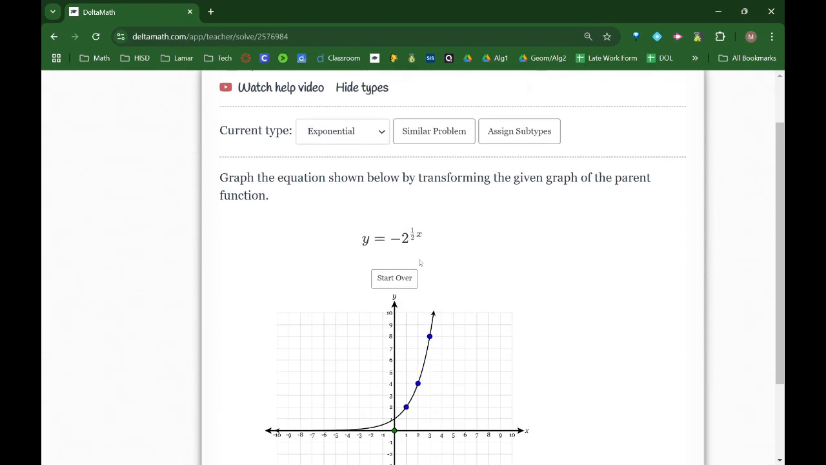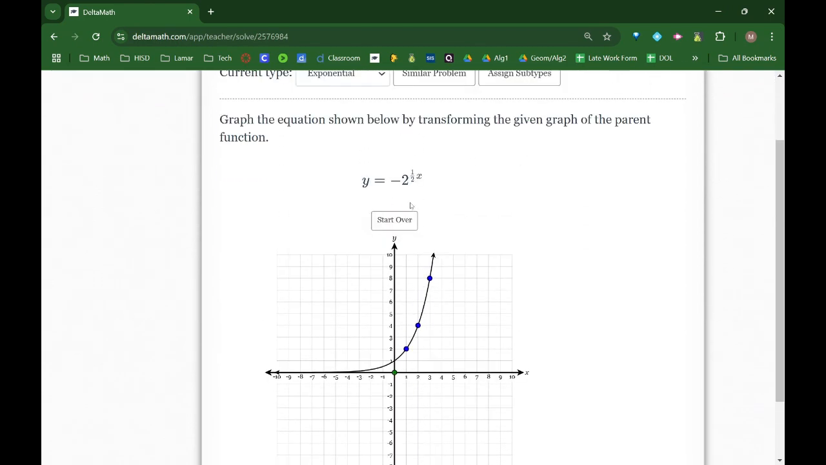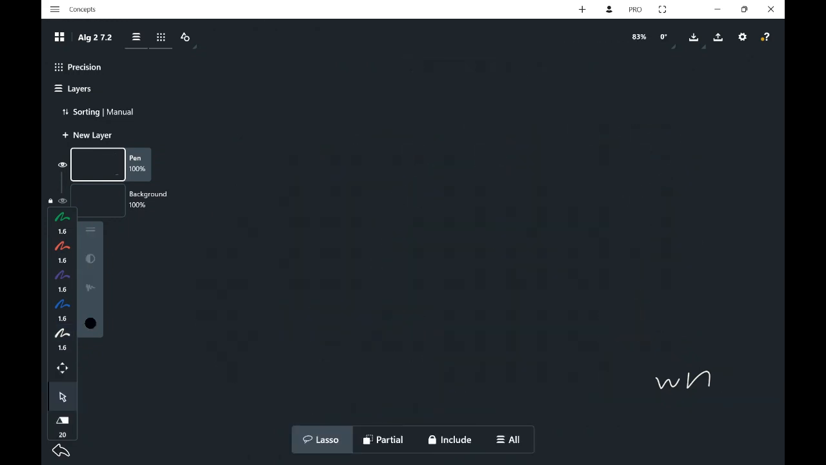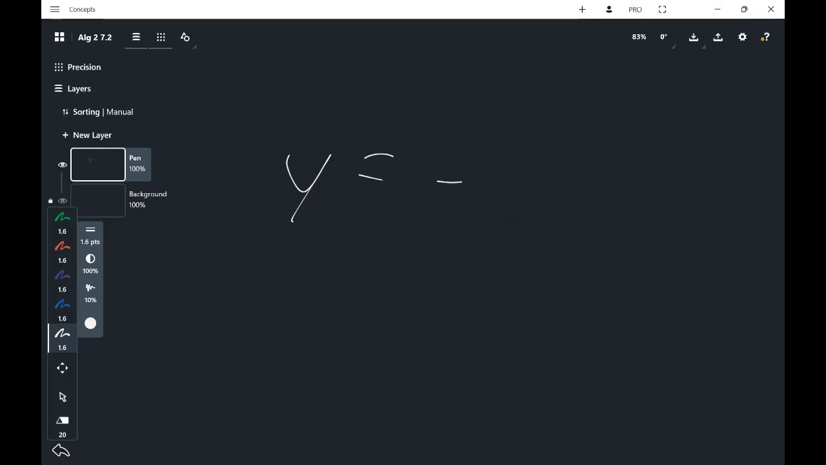Okay, let's see. This one looks weird. Let's try this. Same deal here. We have y equals negative 2 to the power of 1 half x.